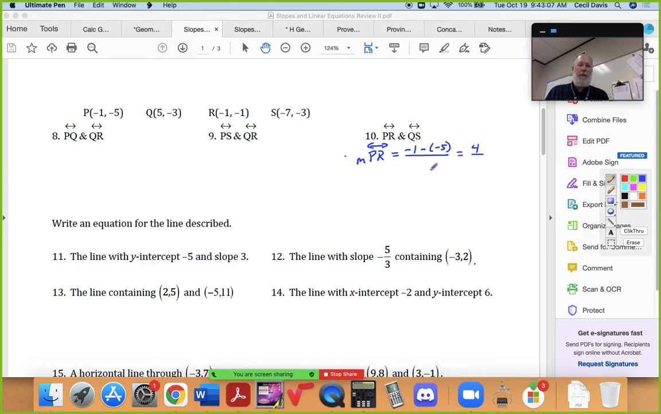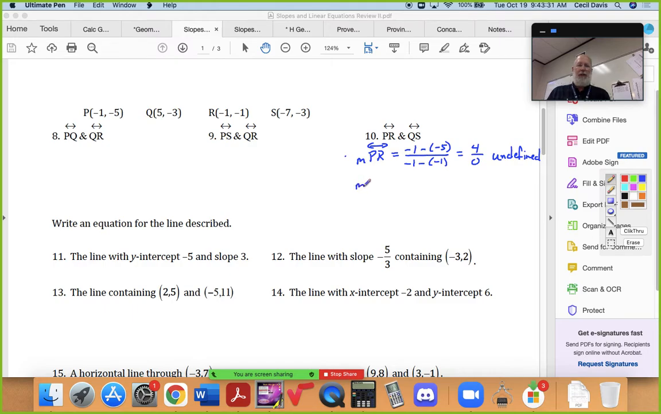And then I did negative 1 minus negative 1, which is? 0. Right. And 4 divided by 0 is? 0. No, wait, no. You can't divide by 0. So it'd be nothing. It's undefined. Not nothing, but undefined. Yeah, undefined.